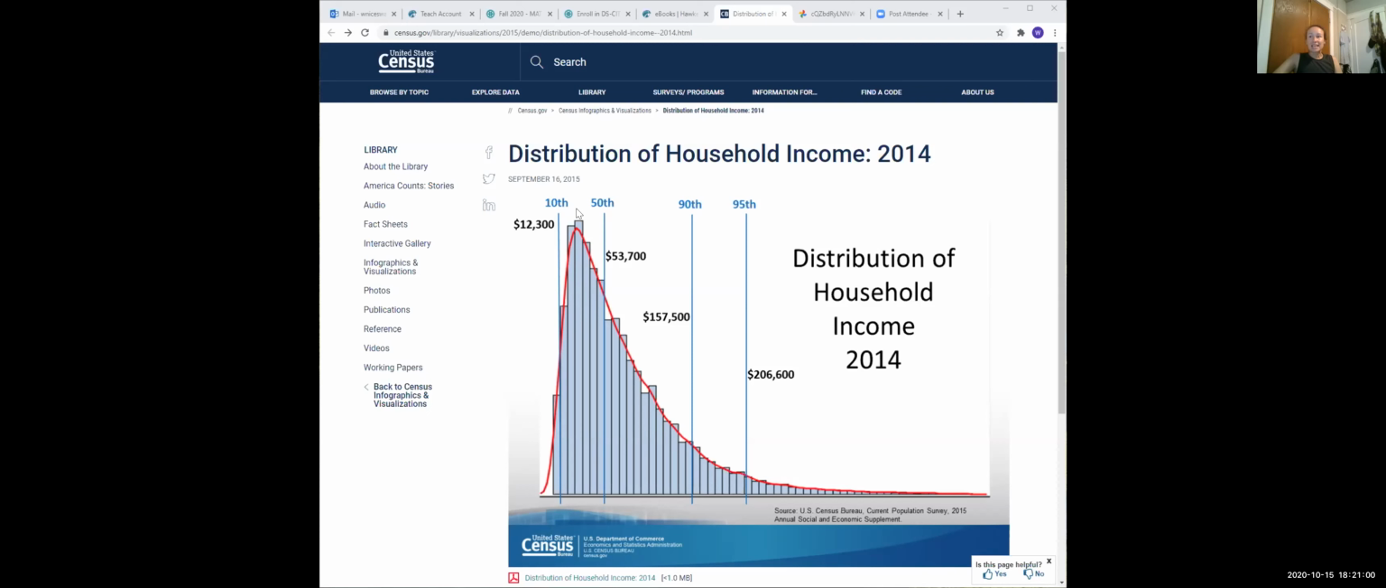But our median is going to be where half our data is. So this 50th means that 50% of our data is below and 50% is above. So our median is at $53,000 a year, okay? That's the median household income. But because this data is skewed, the mean or the average is actually somewhere around $80,000, okay? So somebody might tell you that the average household income in the United States is $80,000.